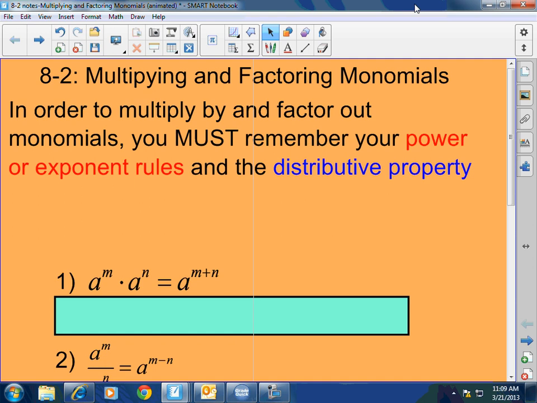In order to multiply and factor out monomials, you must remember your power or exponent rules and the distributive property. If you know your power rules and the distributive property, that's it. You've already done this lesson. I could probably just close the PDF right now and give you the homework, and you would be able to do it. So, just in case, I know we just had a test on this, but let's go over them again.